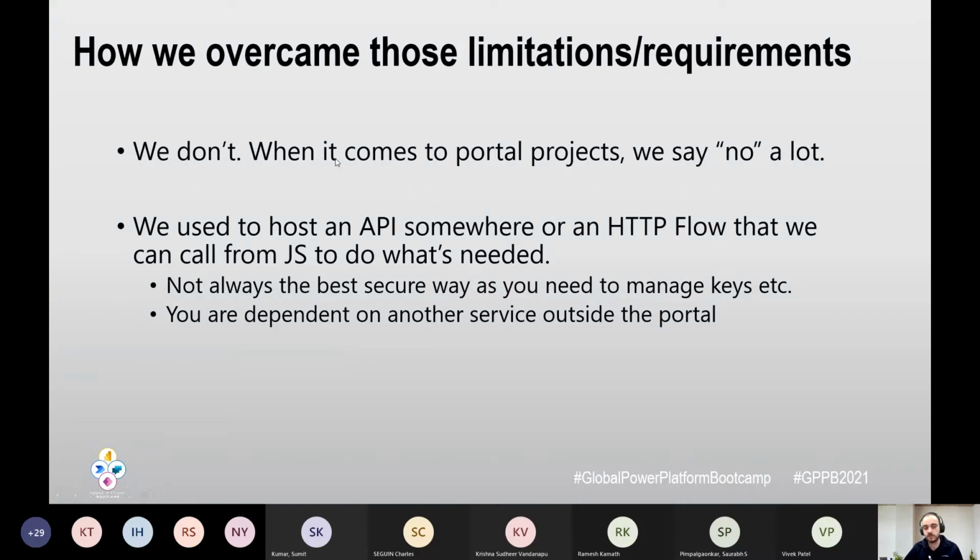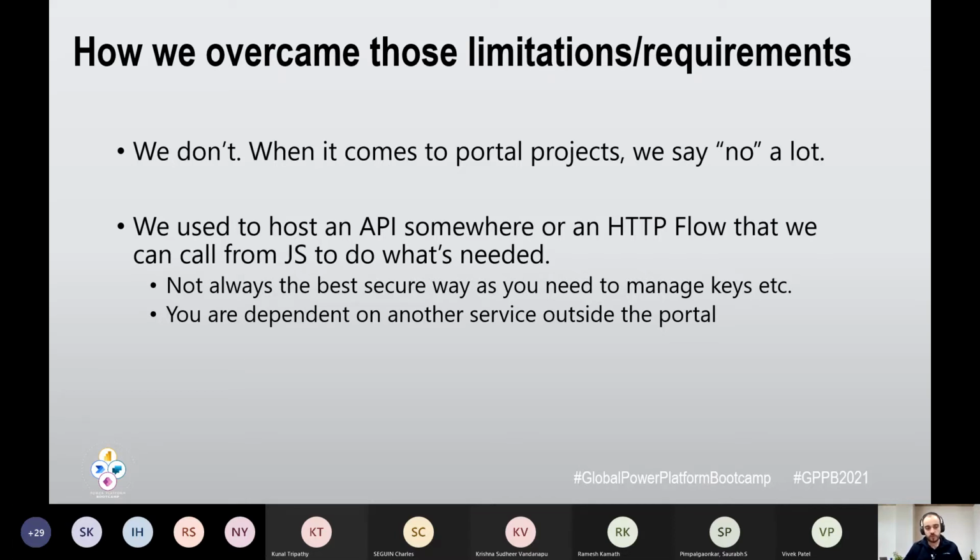So how did we overcome those limitations in the portal? We normally don't, actually, because we say no to a lot of portal requirements. The portal can do a few things well, but it can't do a lot of things. One workaround we used to have is to host an API outside the portal, and we call that API from JavaScript to do what's needed.